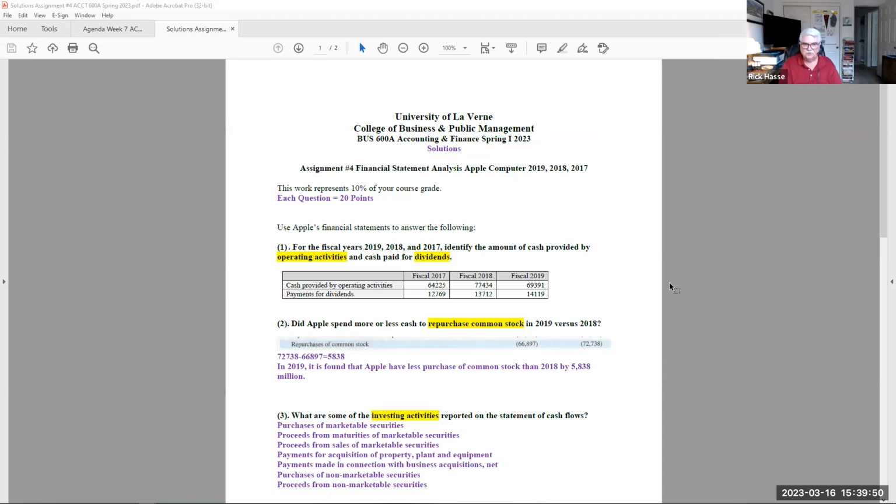The first question was to determine in 2019, 18, and 17 the amount of cash provided by operations and the amount of cash paid for dividends by Apple Computer in those 3 years. Here are the answers here. Everybody did very well on that. The second question was, did Apple spend more or less cash to repurchase common stock in 2019 and 2018? Well, in 2019, Apple had purchased less common stock by $5.8 billion. So in other words, they still bought an awful lot of repurchase of common stock.